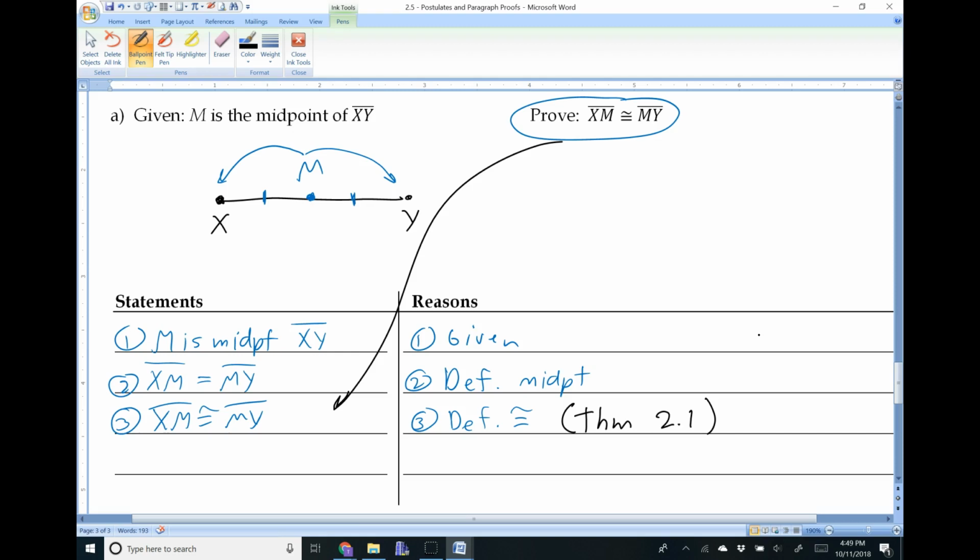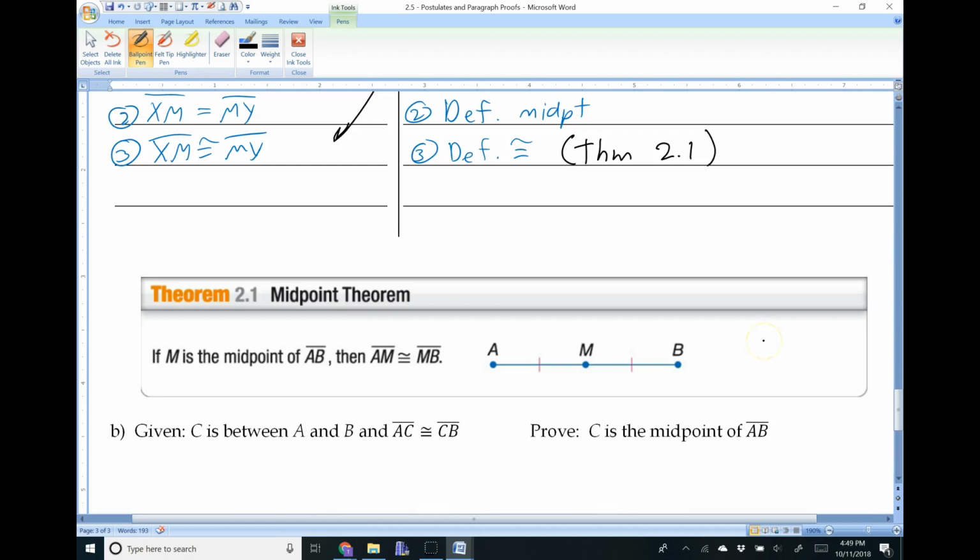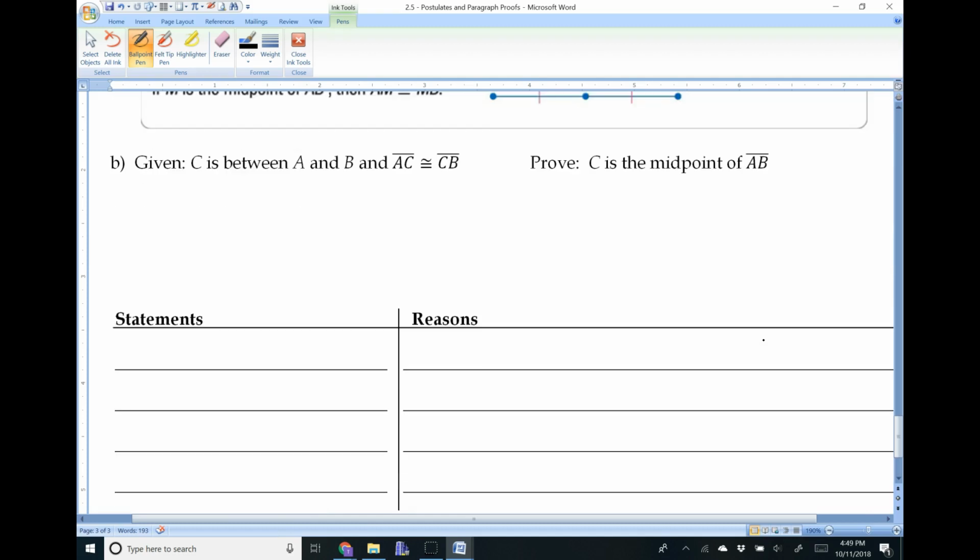You only have 2 proofs to do. I want you guys to try it for homework. Alright, we got one more here, okay? So, given C is between A and B, and AC is congruent to CB, we need to prove that C now is the midpoint of AB.